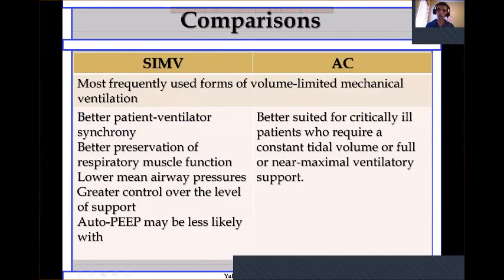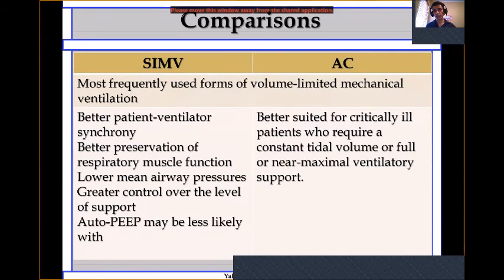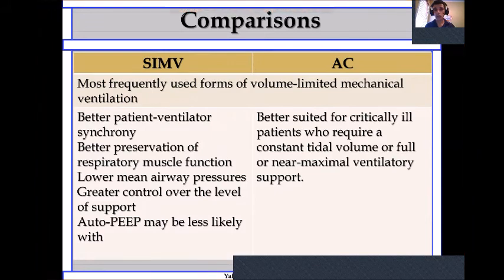What is the difference between SIMV and assisted control? These are the most frequently used volume limited mechanical ventilation. SIMV: better patient ventilator synchrony, better preservation of respiratory muscle function, lower mean airway pressure, greater control over the level of support. Auto PEEP is less likely.